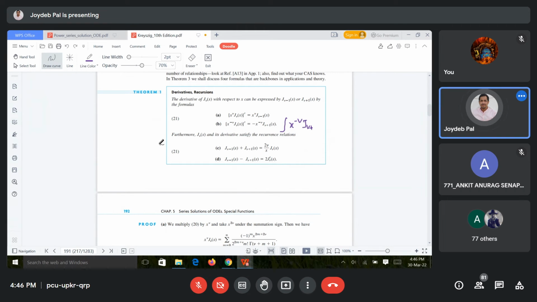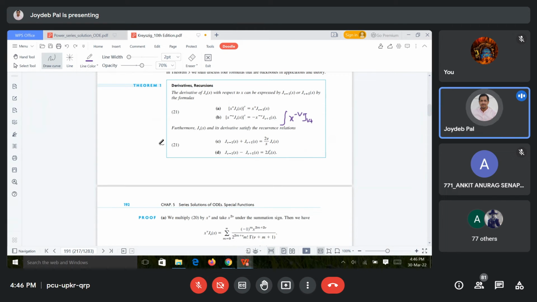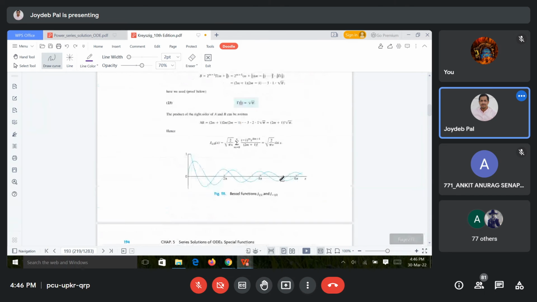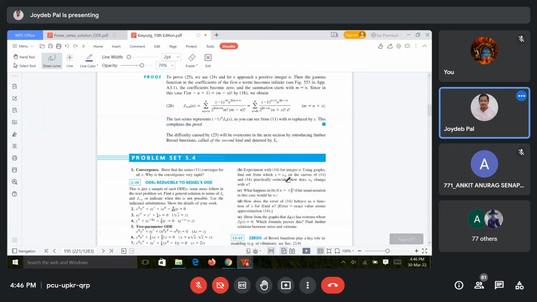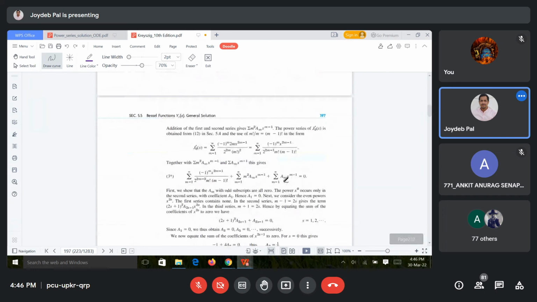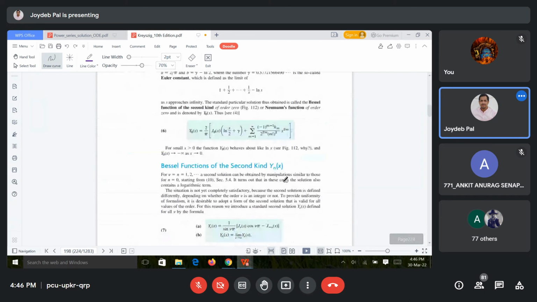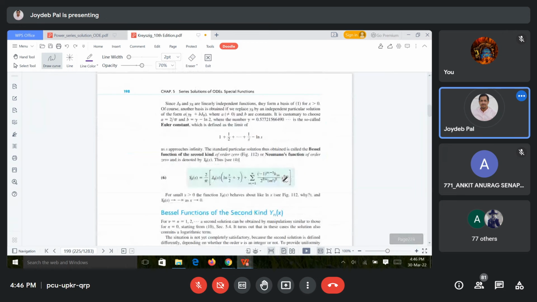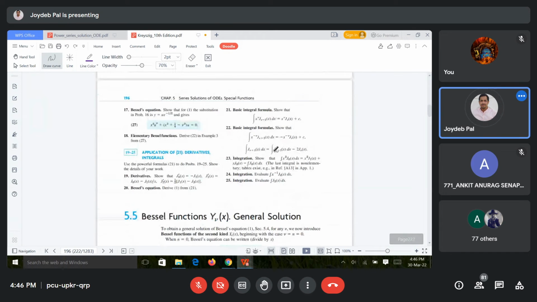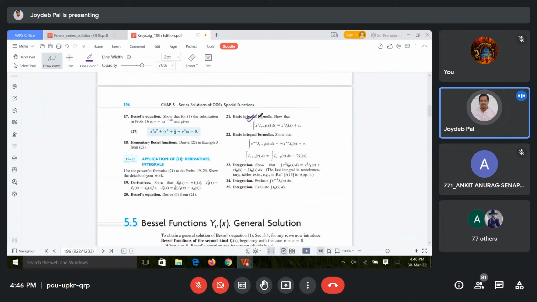Now you can see the formulas again. This one, that is one formula: x to the power nu j nu minus 1 is equal to x to the power nu j nu. And x to the power minus nu j nu plus 1 is minus x to the power minus nu j nu. And it is from the third, sorry, that fourth property.